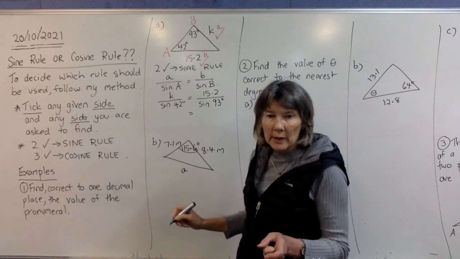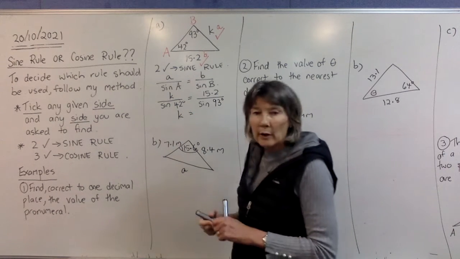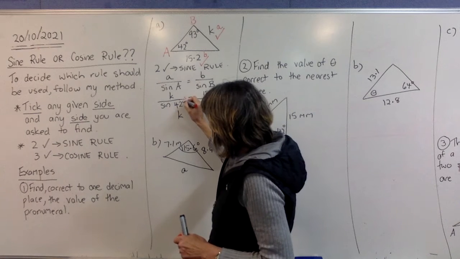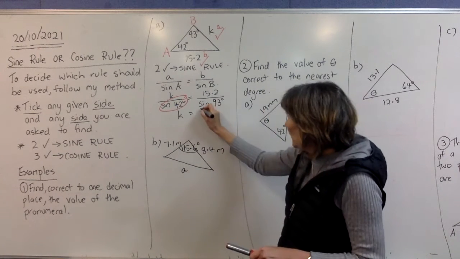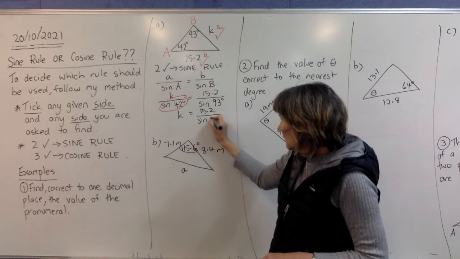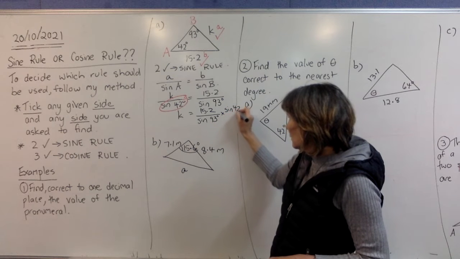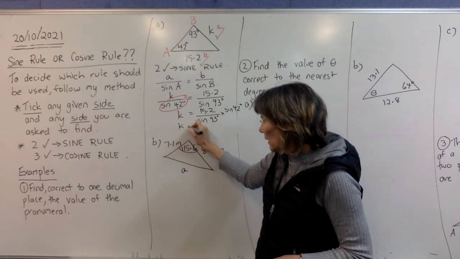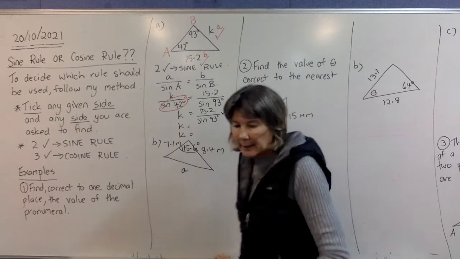So remember what we do now, we have to get the letter by itself. So we're going to get rid of divided by sine 42. So we come to the other side, copy what we have, and times by sine 42 degrees. We're going to work it out, and then we're going to round it off. So let's just go to our calculator now.